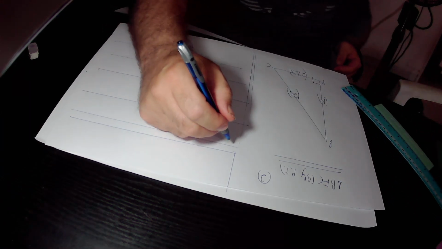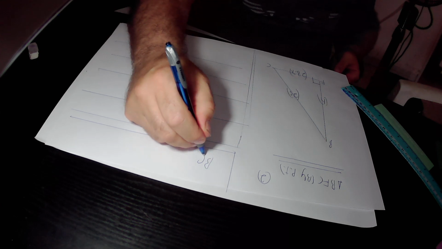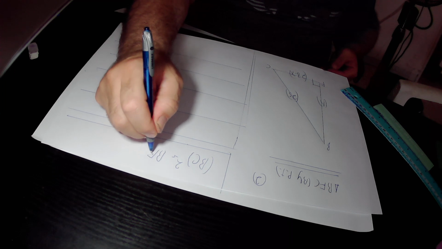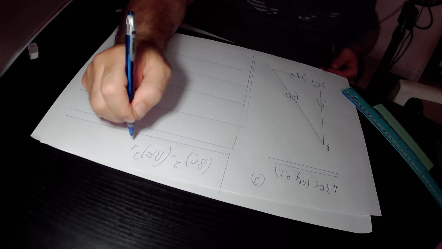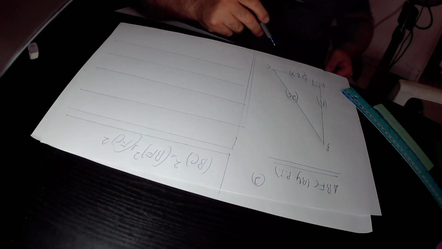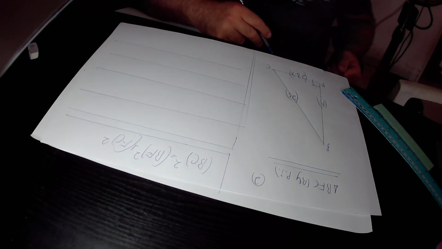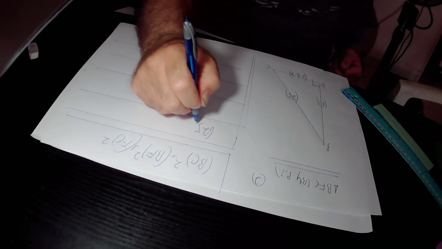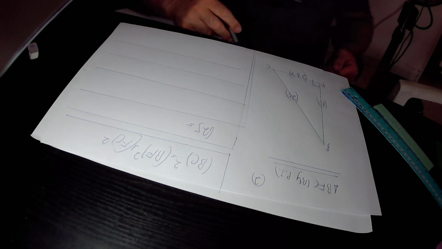So BC squared, that is the square of the hypotenuse, equals BF squared plus FC squared. The hypotenuse BC equals 25 units in length, therefore BC squared is 25 squared, that is 625, and it equals BF squared.